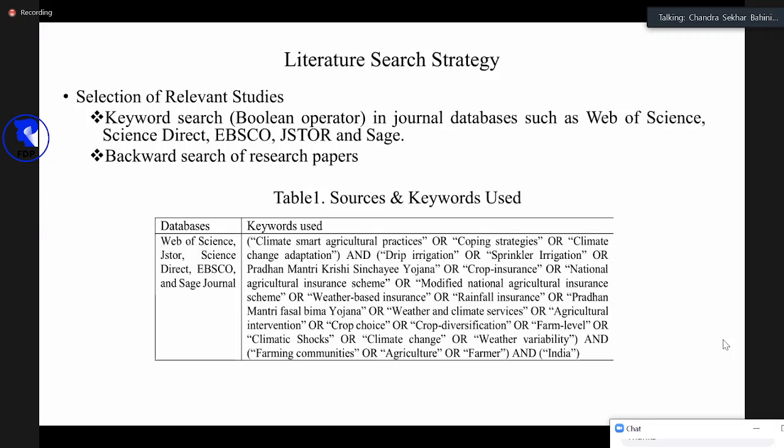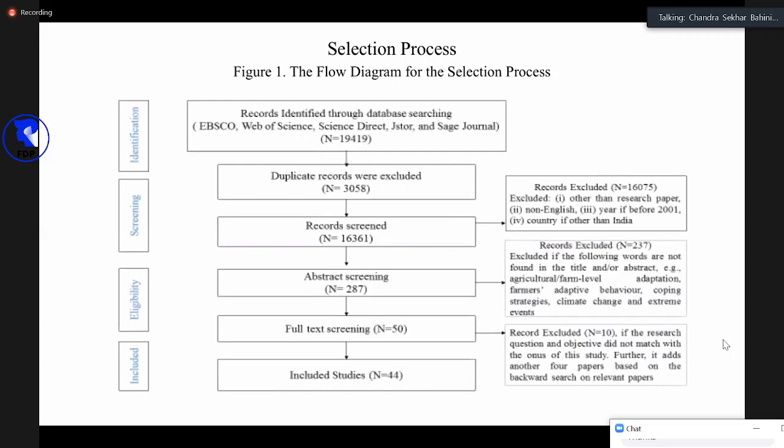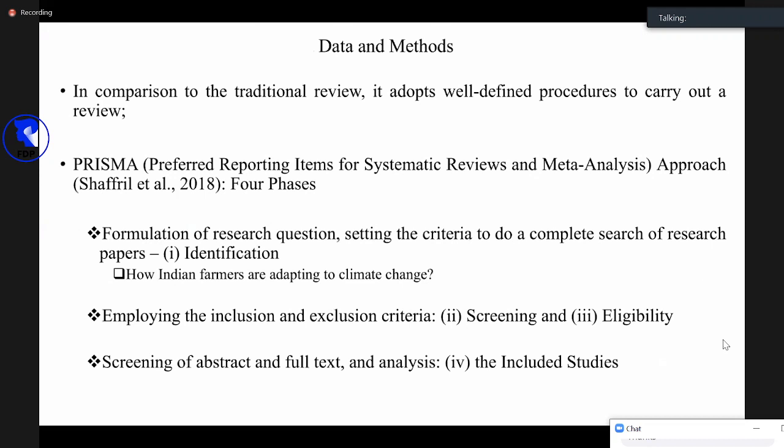Once we have searched the articles using those keywords, we end up with 19,419 articles. We can't review 19,000 odd articles. We can't review them.